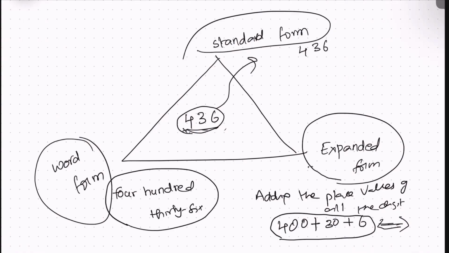So these are the three different forms in which you write numbers. Starting with the standard form, it is the regular way you write the number. The second is the expanded form. It is just adding up all the place values of the digits. The word form is writing the number in English words. However you read that number, you have to write the same in English words.